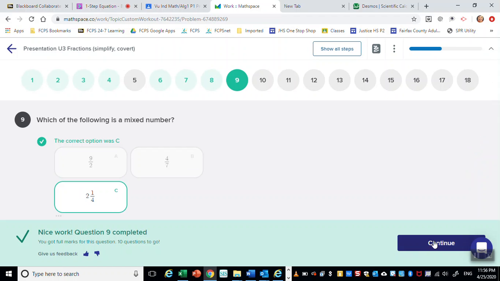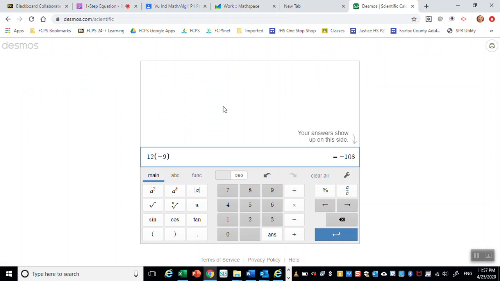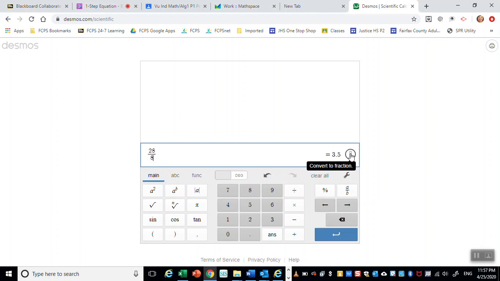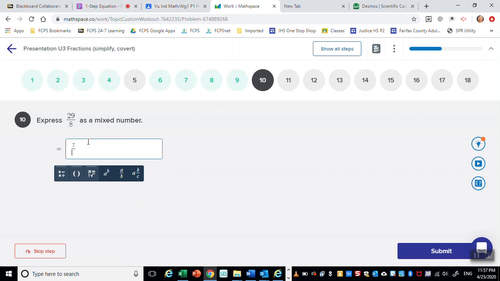And then I go to number 10. Express 29/8 as a mixed number. So this is the one that you need to use the decimal calculator. Okay, you go there, you remember, you say 29 divided by 8, right? So you got 3 and 5, this is the decimal, but you want to convert it to a fraction. You click on this, and it is 7/2, 7 out of 2, right? So you go back to my decimal, and then you put 7/2.